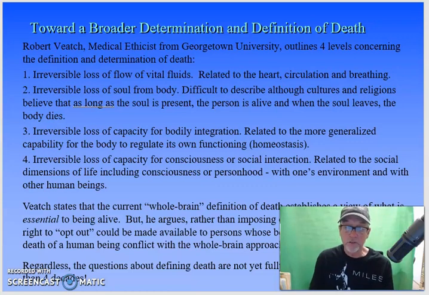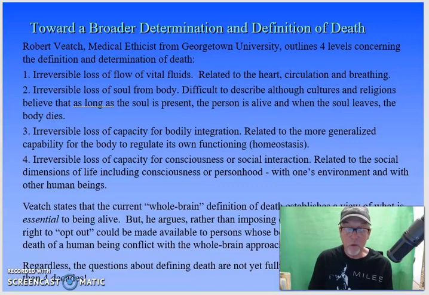Three, the irreversible loss of capacity for bodily integration. That's referencing the concept of homeostasis, that the body does not have any longer the ability to conduct more generalized regulation with its own functioning. And lastly, the irreversible loss of capacity for consciousness or social interaction. This is related to the social dimensions of life, including consciousness and personhood, of which we're still trying to understand what the mind is. But it's also in the interaction between consciousness with one's environment and with other human beings.